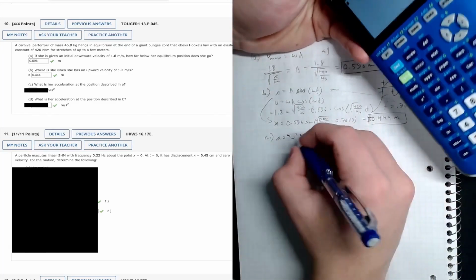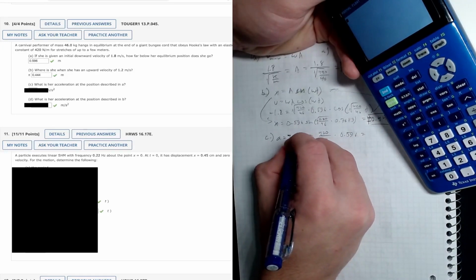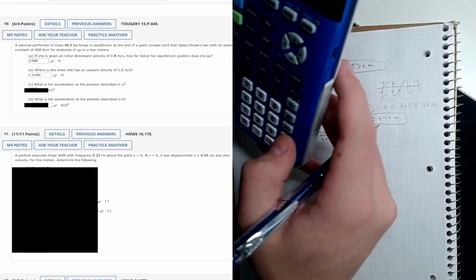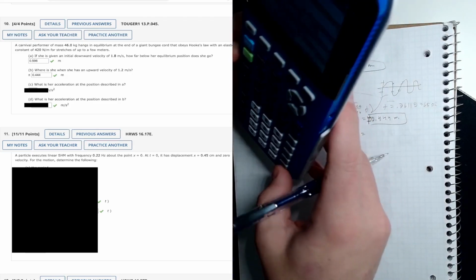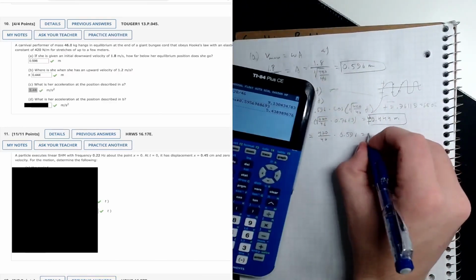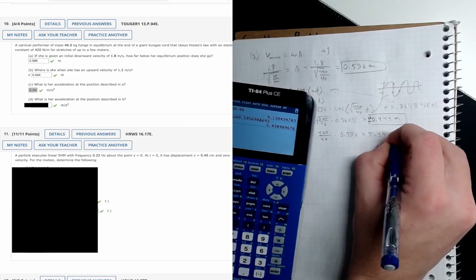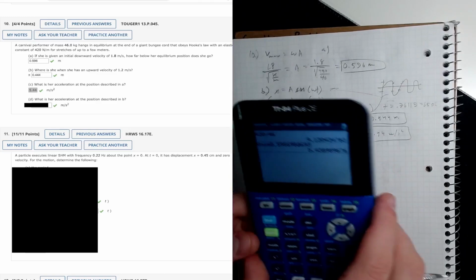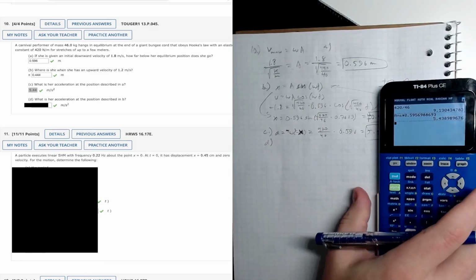Cross that out because the x would be negative, so times negative that. So, 420 divided by 46 times the magic number 0.5956 is going to equal 5.44 meters per second squared, positive, because it's going to be negative x right there at the beginning. And now D, what is her acceleration at the position described in B?